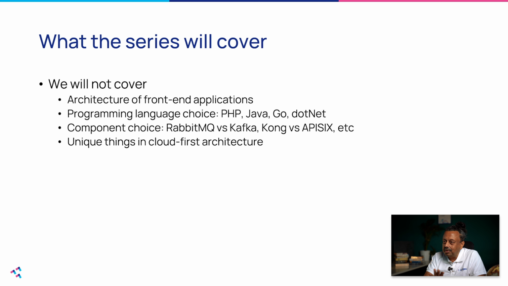We will not be talking about programming languages. We will not be talking about these components which are used in the architecture of a large business application. We will not be talking, for instance, about whether RabbitMQ is good or Kafka is bad, or is the Kong API gateway the best API gateway, and so on and so forth. We are not going to compare products. And we will not be talking about cool architectural features or services of these public clouds like AWS and Azure. So those things are not to be covered.